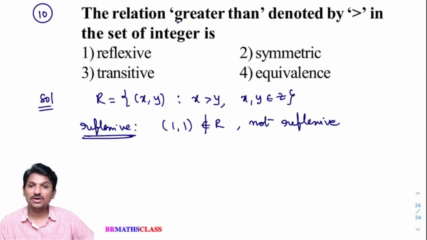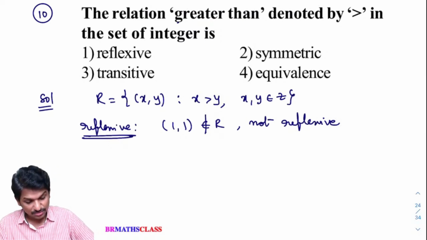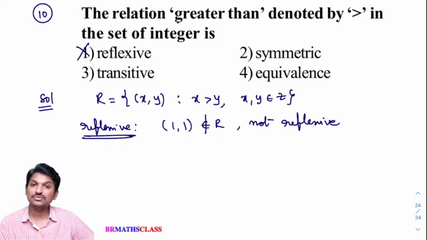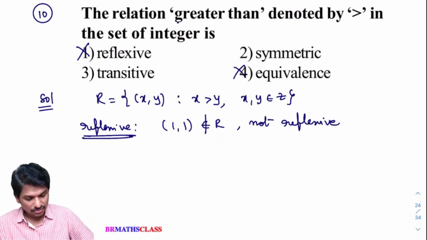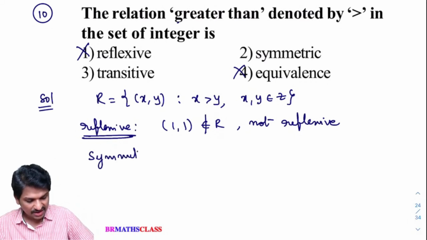That's good. Now next, not reflexive means, look here, this relation is not reflexive. We can strike off this option and strike off this also. Strike off like this so that getting the answer will be very easy. Next I'll check the symmetric condition.